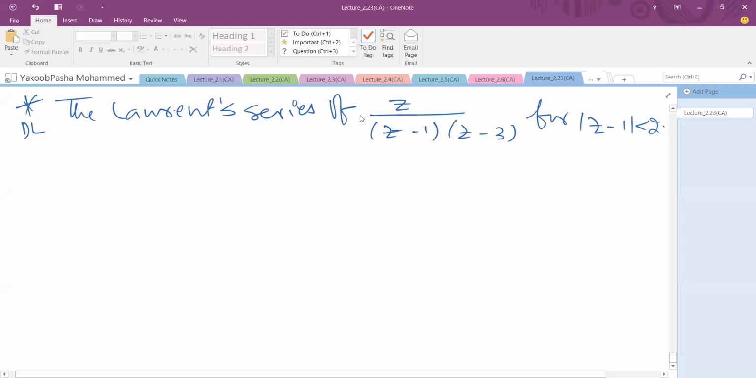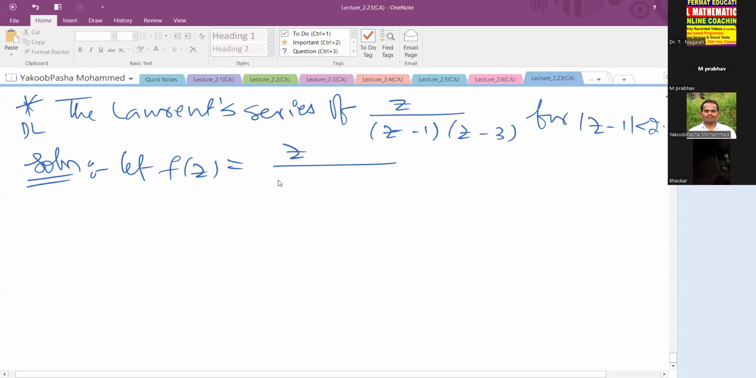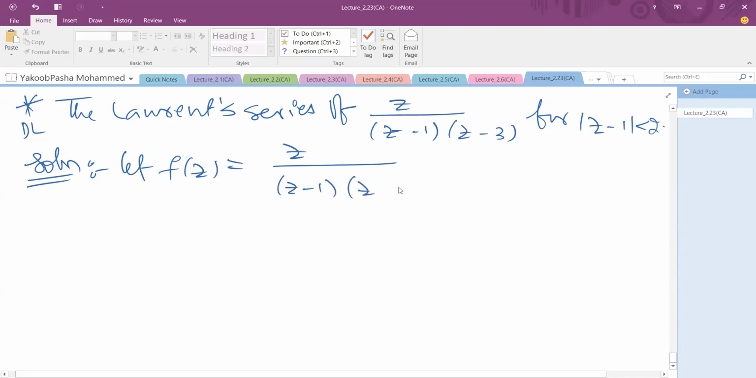Okay, let me see. First, I'm taking the function f of z is z divided by z minus 1 into z minus 3, for the condition modulus of z minus 1 is less than 2. So we have to convert the function in terms of z minus 1.